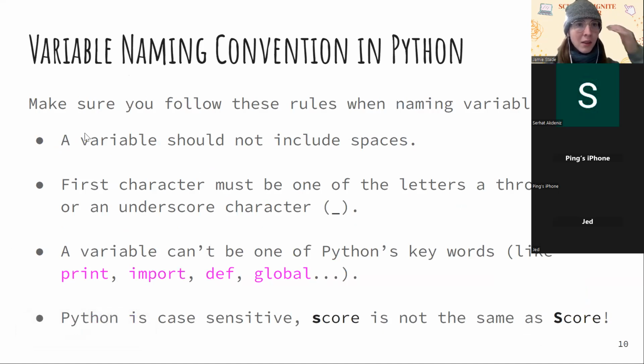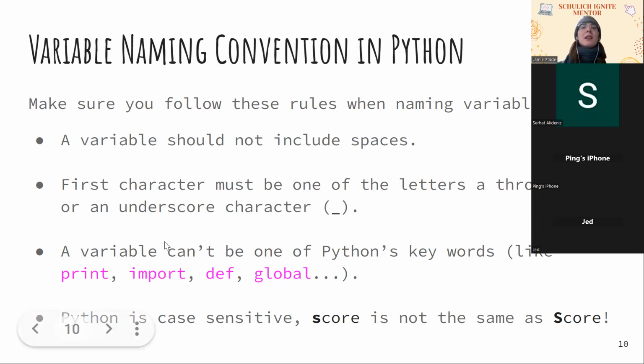And the variable naming convention in Python, you have to follow these rules. You can't name it anything, but you can name it most things. So a variable should not include spaces. It has to be no spaces. The first character must be one of the letters A through Z. It can be uppercase or lowercase, and it can also be an underscore character. So you can include underscores in your variable names.